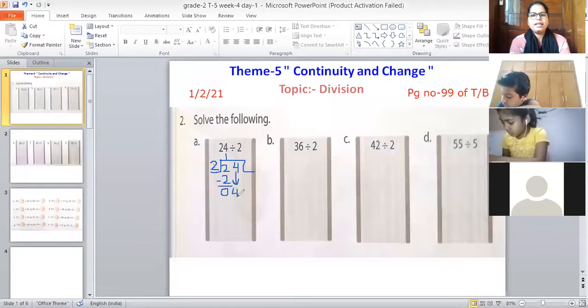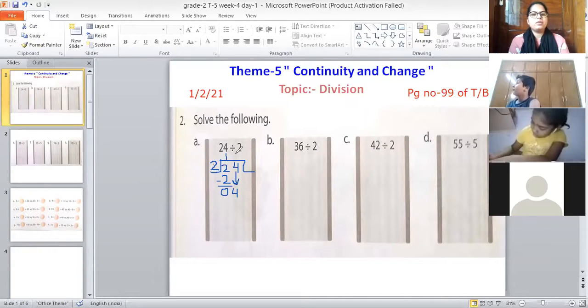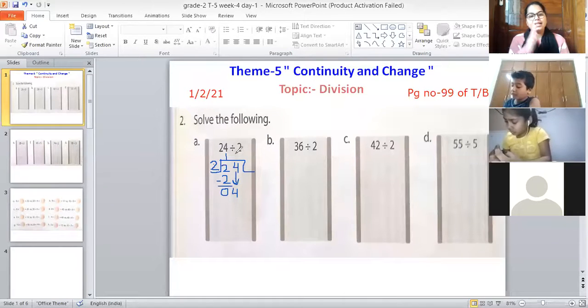Now Advaita, tell me, can we get 4 in the 2 table? Advaita, recall the 2 table. How many times? 1 time, ma'am. Recall the 2 table, Advaita, and then tell me when we will get 4. 2 ones are 2, 2 twos are 4, 2 threes are 6, 2 fours are 8. Which number do we have to see in the 2 table? What is the number beside 0? 4, ma'am.